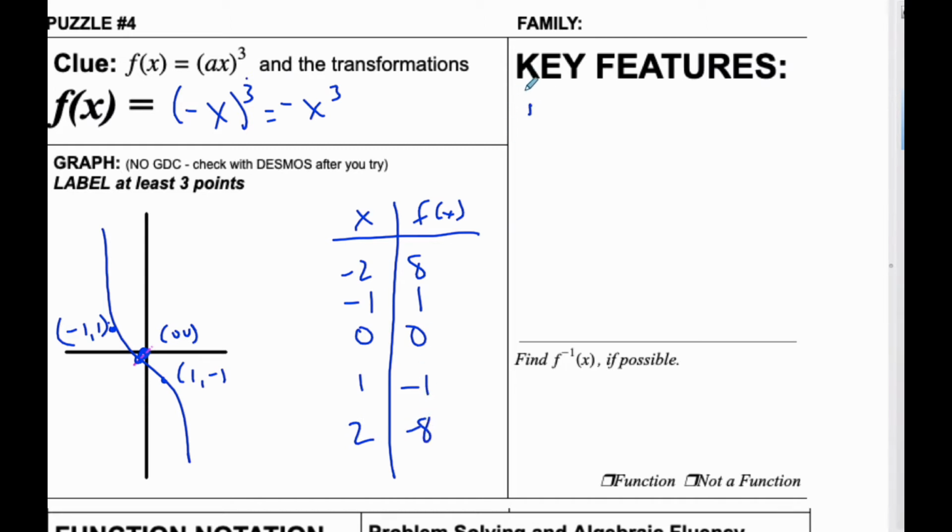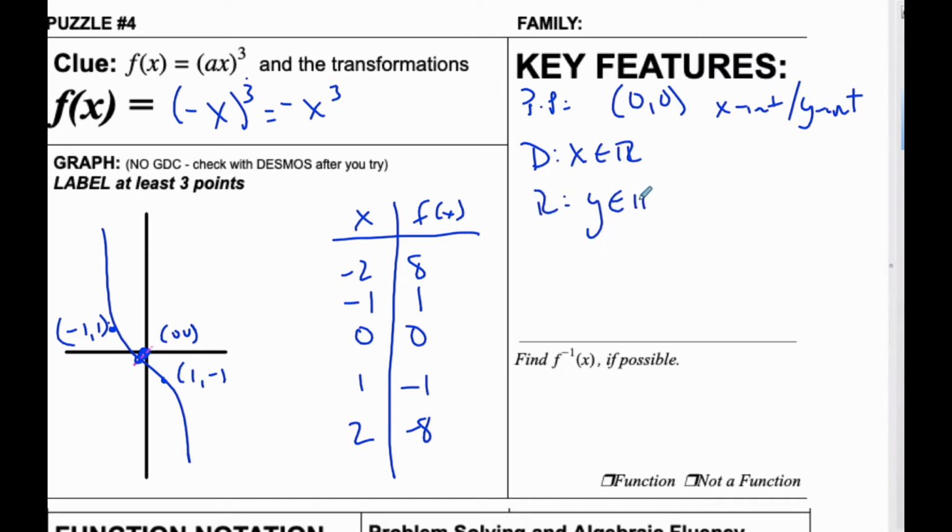All right, and so my pivot point is (0, 0), which is also my x-intercept and my y-intercept, all the same value. My domain is all real numbers, as is my range.